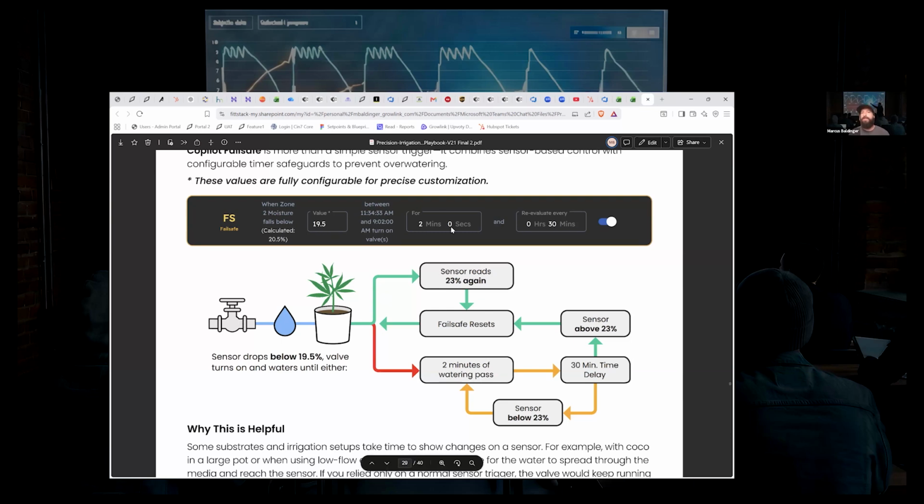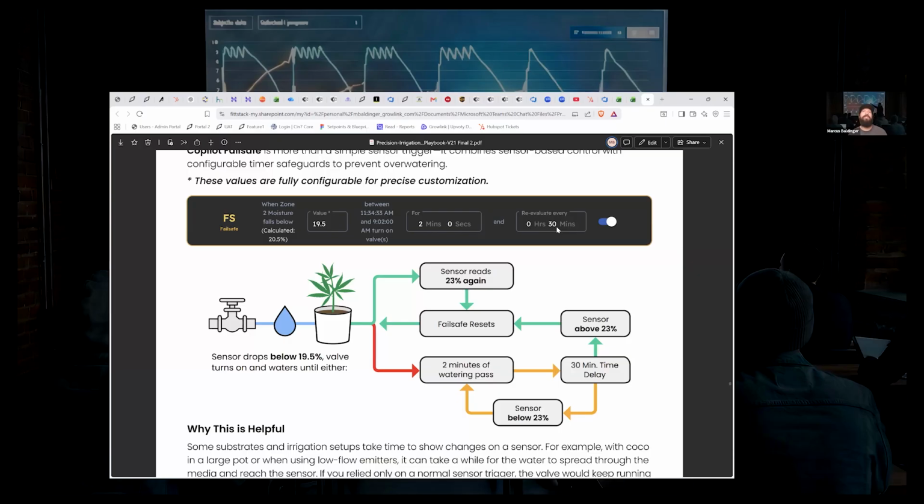If we trigger this 2 minutes of max runtime, what's going to happen is it's going to wait to reevaluate this number again. So say we triggered 2 minutes, then it's going to wait for this reevaluation period. It says reevaluate every, and then you enter whatever time you want. I usually do anywhere from 15 to 30 minutes.